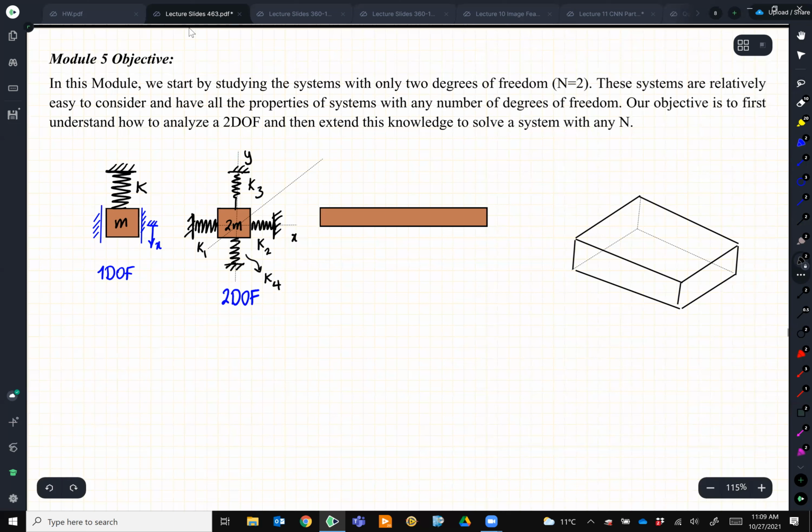So another scenario, now instead of a particle, let's say we have a rigid body. So these are particles.